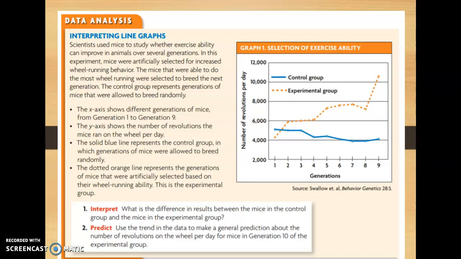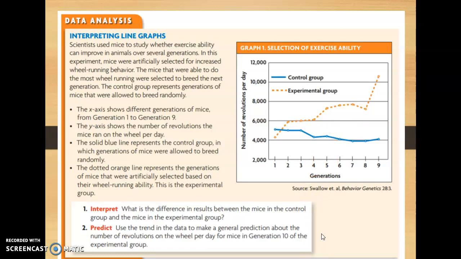Okay, so looking at our graph, on our x-axis, we have different generations of mice, the first generation to the ninth generation. On our y-axis, it shows the number of revolutions the mice ran on the wheel per day. The solid blue line here is our control group. So this is the group that can breed randomly. And then the dotted line is our selective breeding group. This is our artificial selection in process here. So our dotted line represents the generations that were bred based upon their running ability.